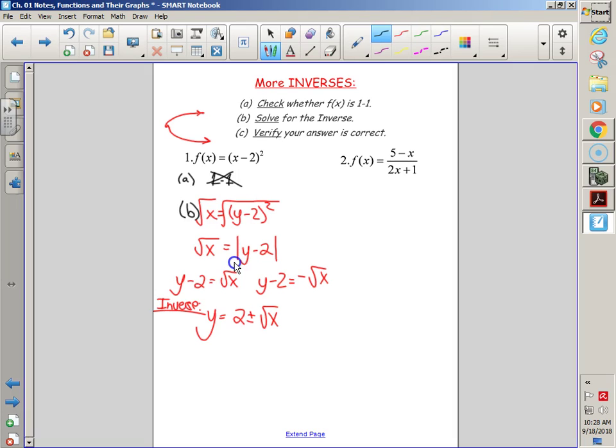Do you guys remember how we would verify that these functions are true inverses? Plug in and one better be the undoing of the other, right? Okay. Well, let's do a dot, dot, dot, because we practiced that today already.